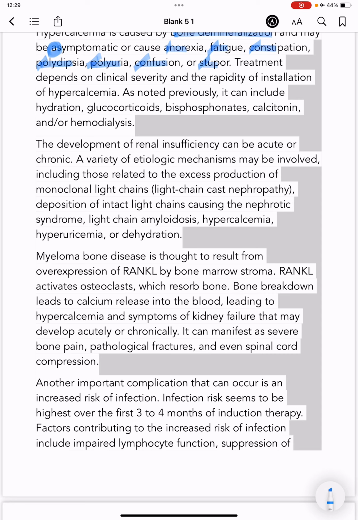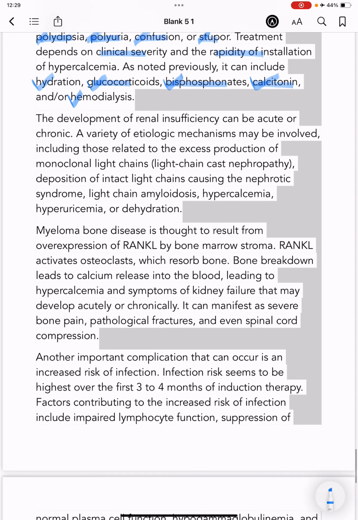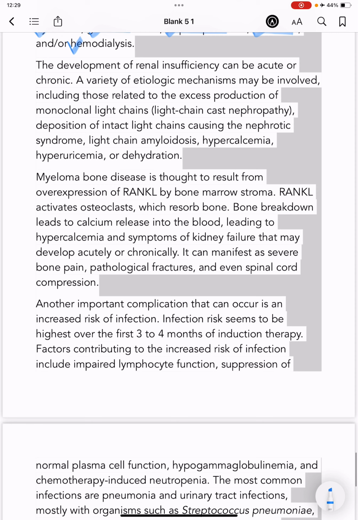Treatment depends on the clinical severity and the rapidity of onset of hypercalcemia. Adequate hydration has to be done, along with glucocorticoids, bisphosphonates, calcitonin and or hemodialysis. Glucocorticoids, bisphosphonates and calcitonin lower calcium, and these are used for the treatment of hypercalcemia.